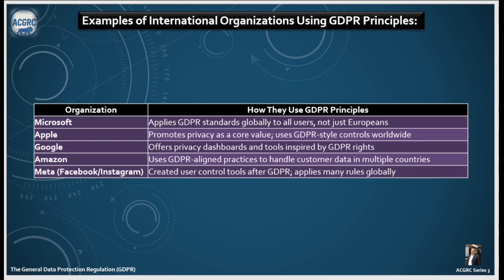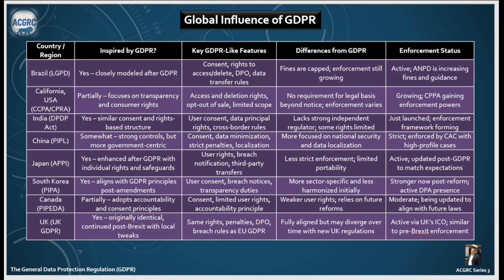Now, let's look at examples of international organizations using GDPR principles. Let's look at it. Microsoft. It applies GDPR standards globally to all users, not just Europeans. Apple. It promotes privacy as a core value, and uses GDPR-style controls worldwide. Google offers privacy dashboards and tools inspired by GDPR rights. Take Amazon. It uses GDPR-aligned practices to handle customer data in multiple countries. Meta. It created user control tools after GDPR. Applies many rules globally. Now let's look at a comparison.